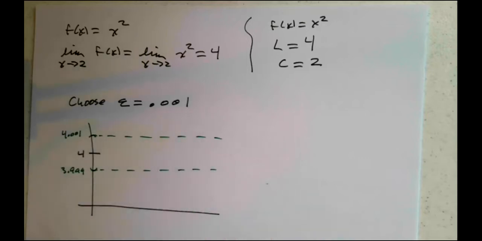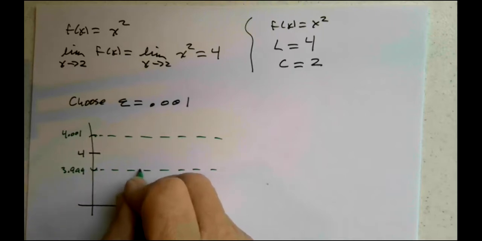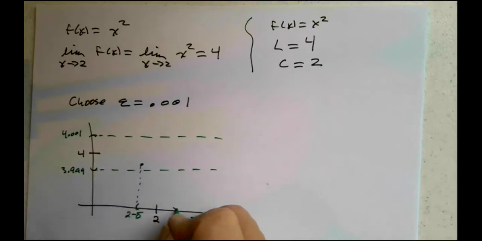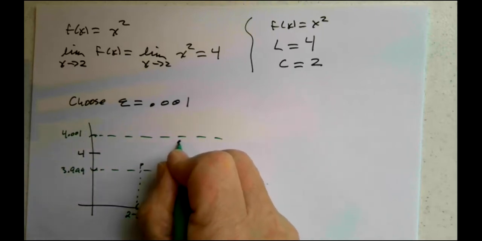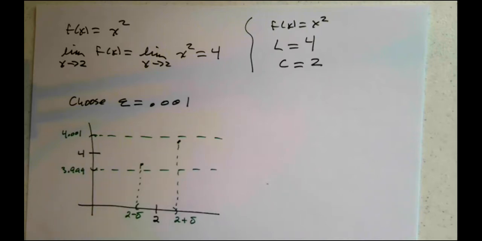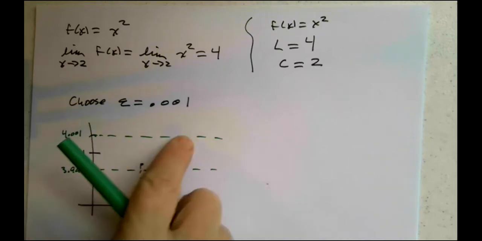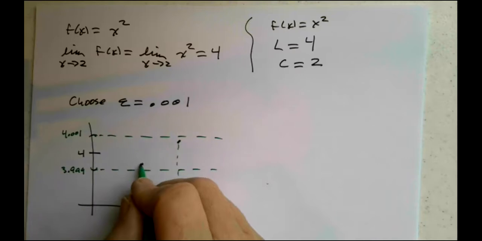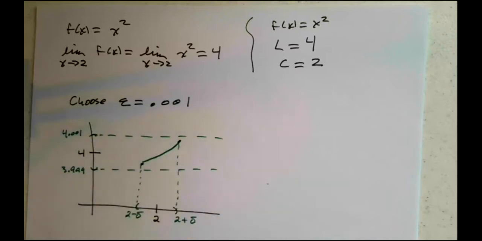Then I'm going to go to 2 here. And I need a 2 plus delta and a 2 minus delta, so that all of the values of the function, except possibly at 2, are within that window. Maybe this one lands here. This is an increasing function, so I know it's going up. Maybe that one lands there. So how small does delta have to be so that all of those values of the function stay within that ribbon again, except possibly at 2? What happens at 2 isn't important.